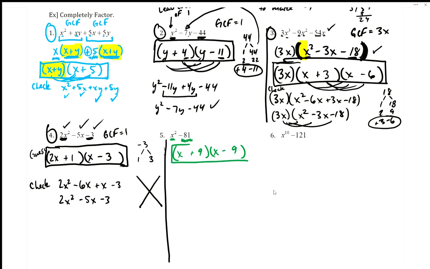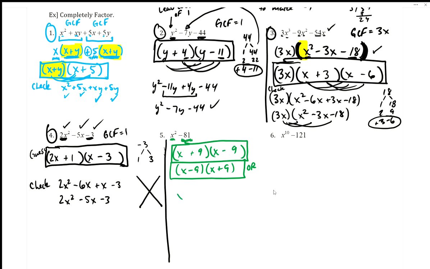It doesn't matter which one is first. So it could be like that instead. X minus 9 and x plus 9. So these are the same thing. So they are the same. So the order doesn't matter there. And they both are correct. Okay, so still check it.